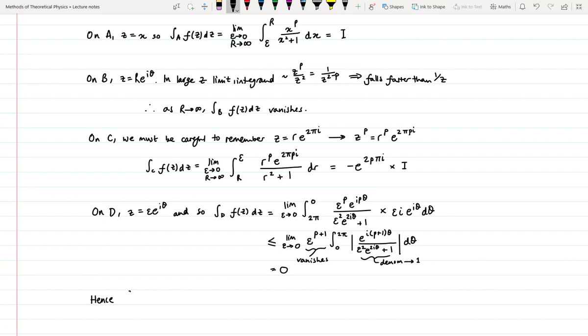we're left with our contour integral along this keyhole contour, z to the p over z squared plus 1 dz. This reduces to the contribution along path A, which is the desired integral. The contribution on B vanishes. The contribution along C is minus e to the 2p pi i times I, and the contribution on D also vanishes. Tidying this up, we have that the contour integral is going to give us this.